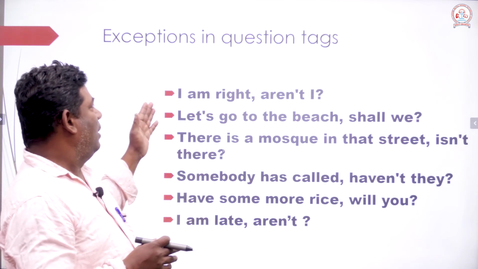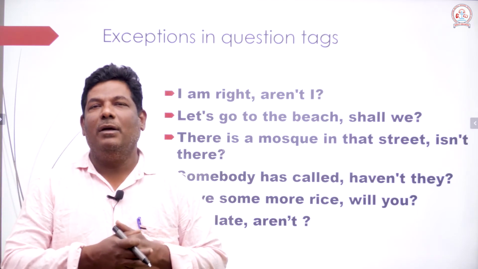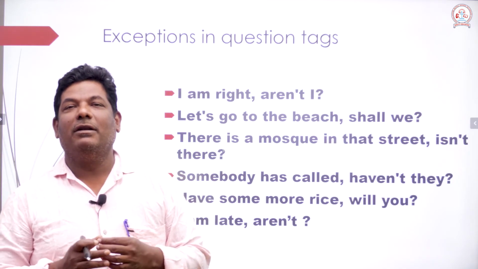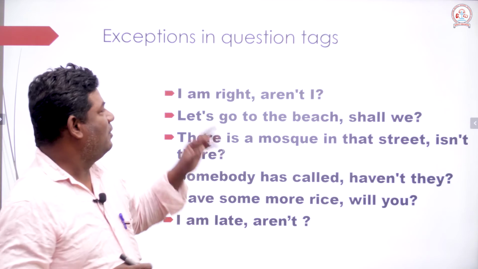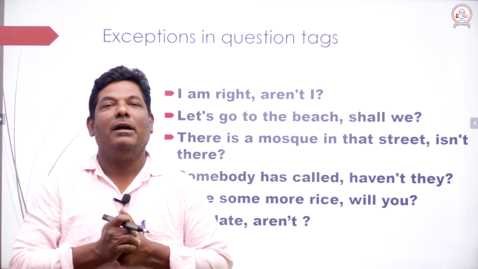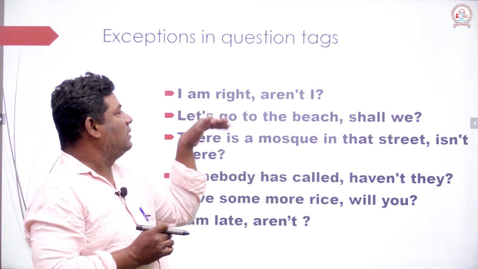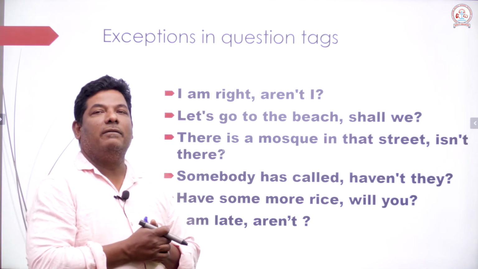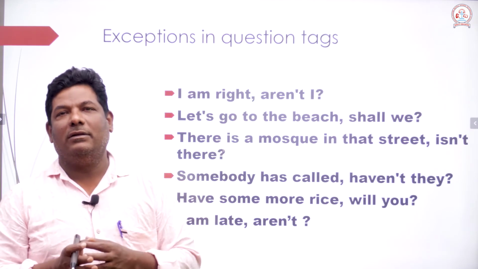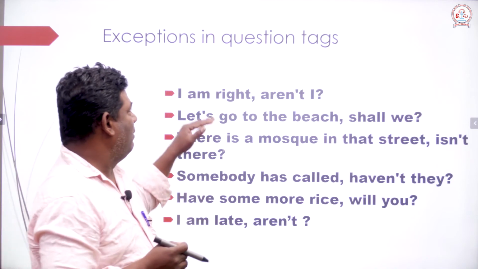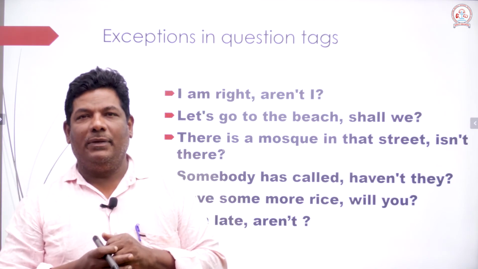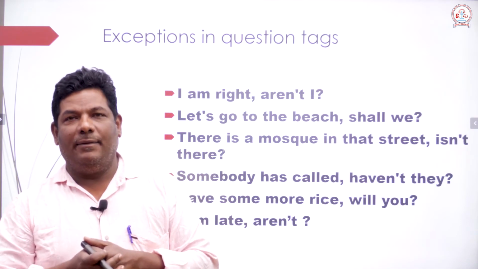For example, I am right. According to the rule given here, we have to use am only for writing the question tag, isn't it, right? So, though am is given, we are writing aren't I. That's why I am calling it an exception. Whenever you have am: I am a teacher, aren't I? I am a student, aren't I?